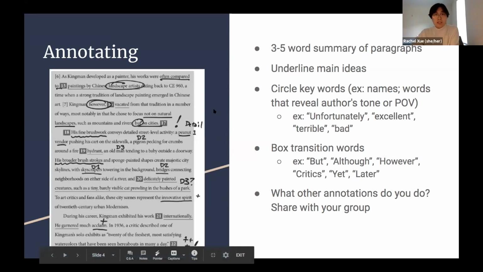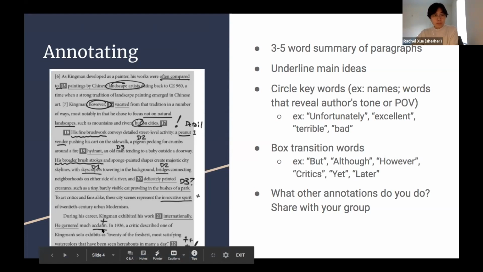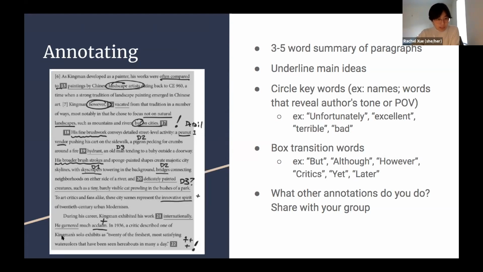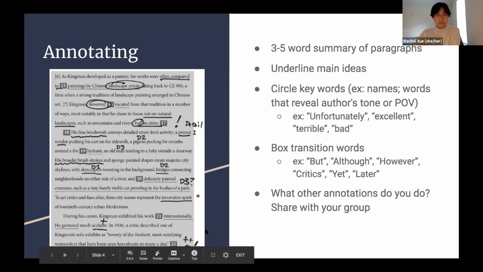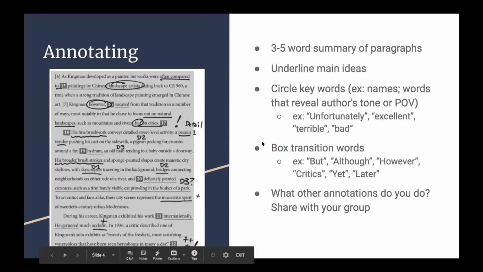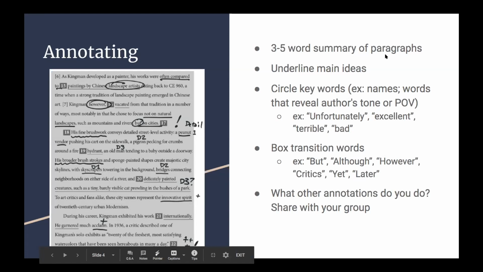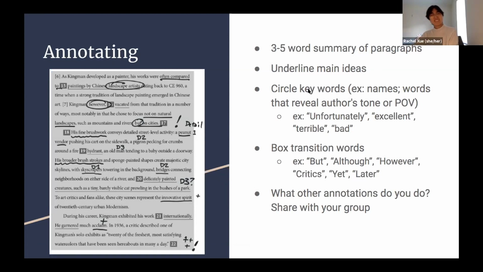So annotating, does anybody want to tell me what annotating is? I actually can't see anybody, so if you can, unmute. Does anybody know anything about annotating? Have you ever heard this word before? What can you tell us? Tutors, you can also answer.